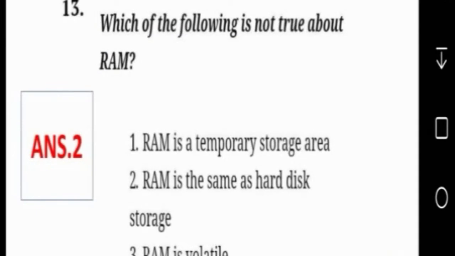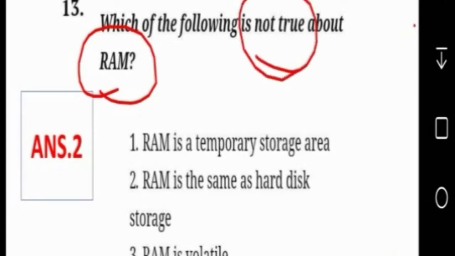Read the question very carefully. Which of the following is not true about RAM? The options are: RAM is a temporary storage area; RAM is the same as hard disk storage; RAM is volatile; and information stored in RAM is gone when you turn the computer off. Okay, these are the options. Here our topic is RAM, and the question is which of the following is not true about RAM?